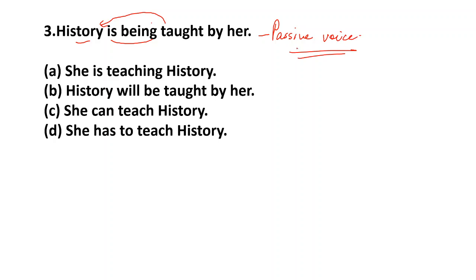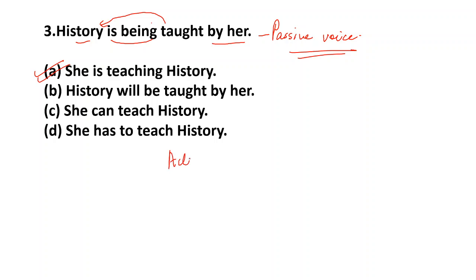Now, in passive voice, you will also have the subject by her, in this written by her. Now, here you have to change in the active voice. She is teaching history. History will be taught by her. She can teach history. She has to teach history. So, of course, this is the correct sentence. That is, history is being taught by her is the passive voice, and she is teaching history is the active voice. Now, in the active voice, what happens?